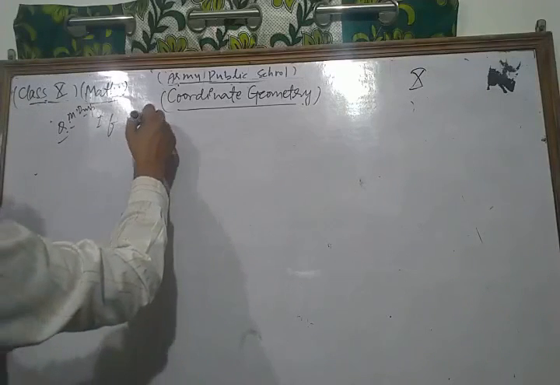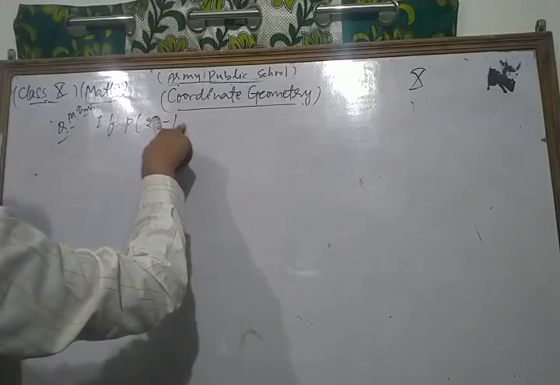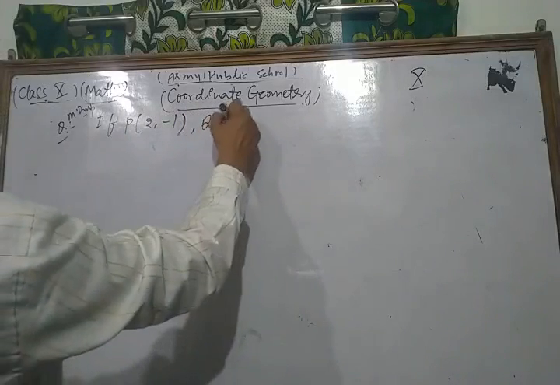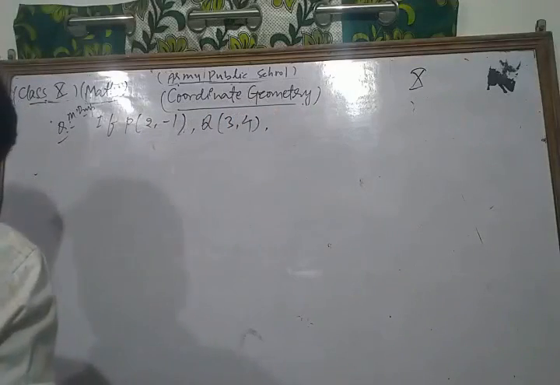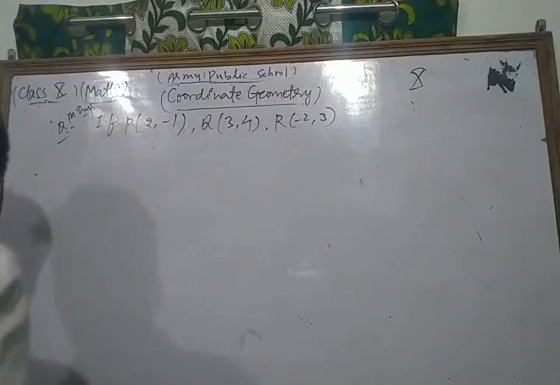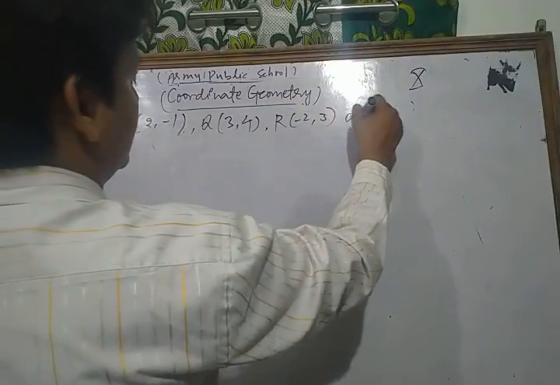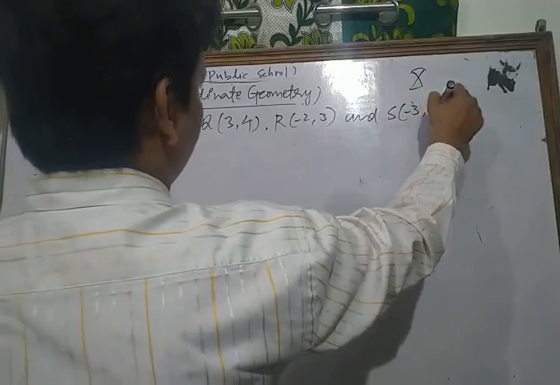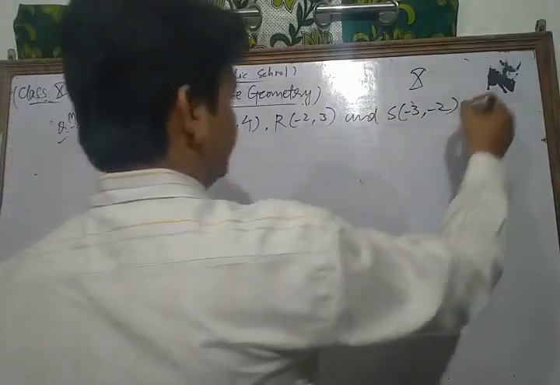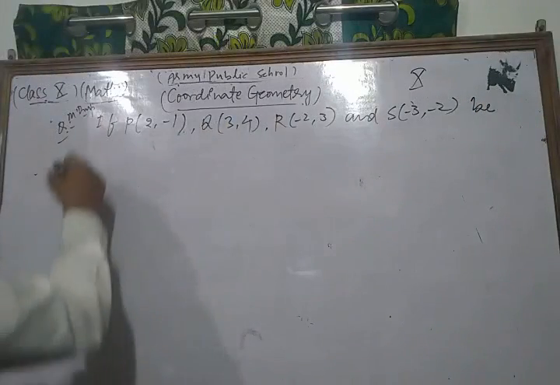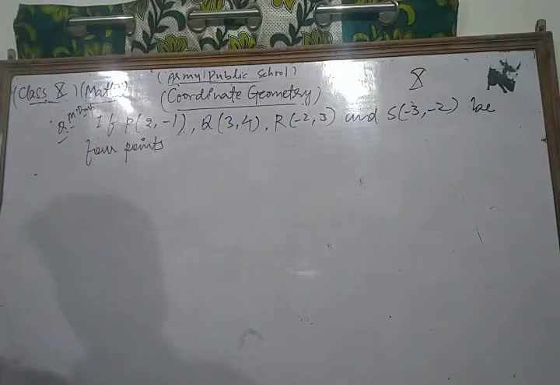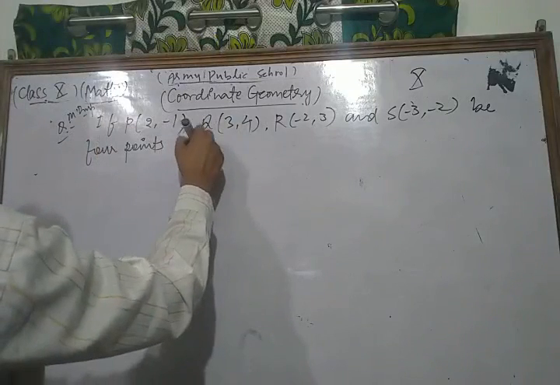P is (2, -1), Q is (3, 4), R is (-2, 3), and S is (-3, -2) be 4 points in a plane.